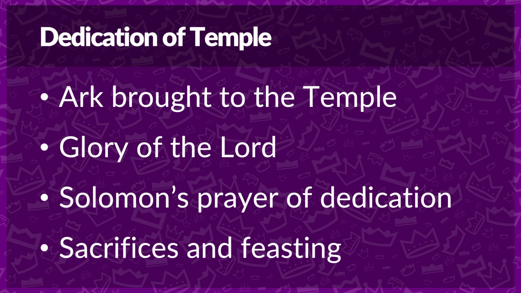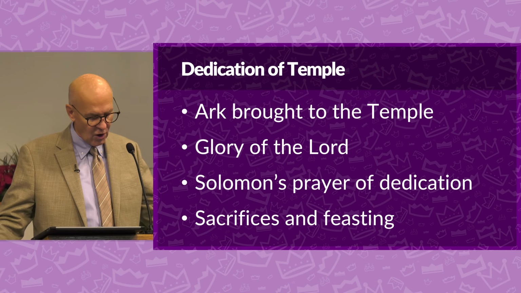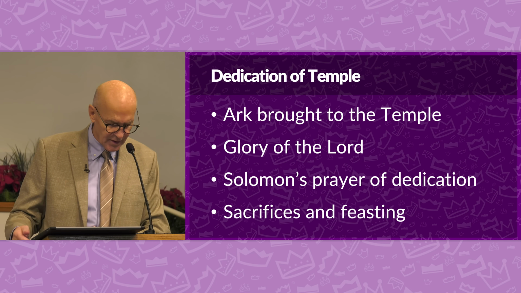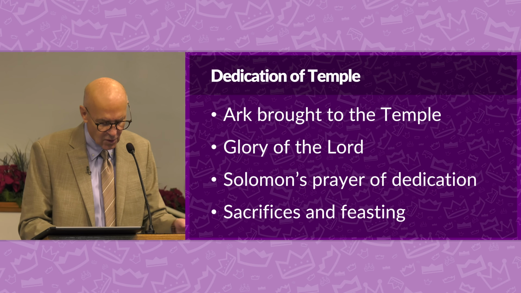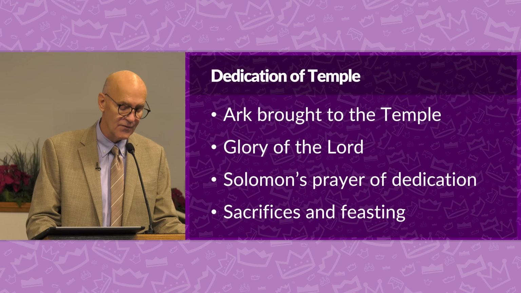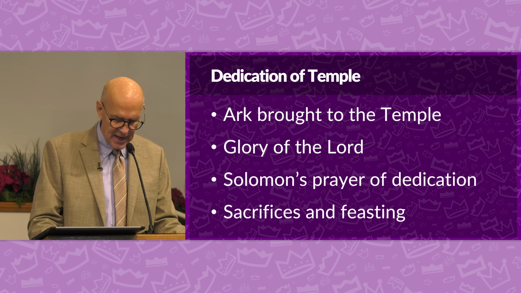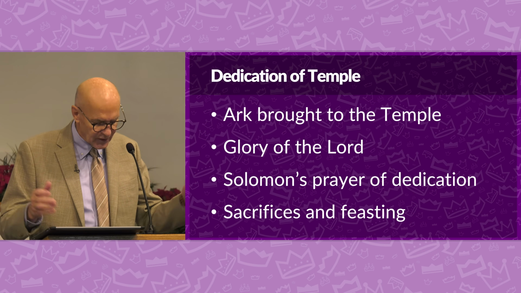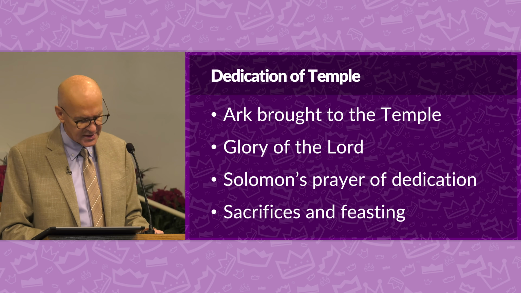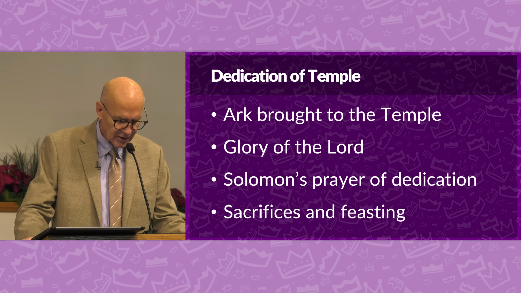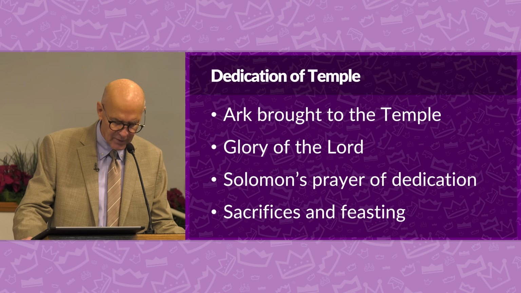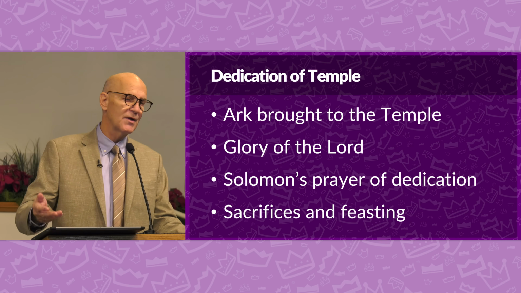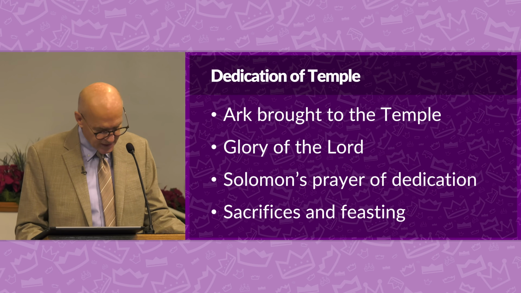Solomon gathers all the leaders of Israel to bring the Ark of the Covenant from the city of David to the temple. The Ark is placed in the most holy place beneath the wings of the cherubim. As the priests leave the holy place, a cloud fills the temple, signifying the presence of God. Solomon recognizes this as the fulfillment of God's promise to dwell among his people. A reenactment, if you wish, of what took place in the desert.